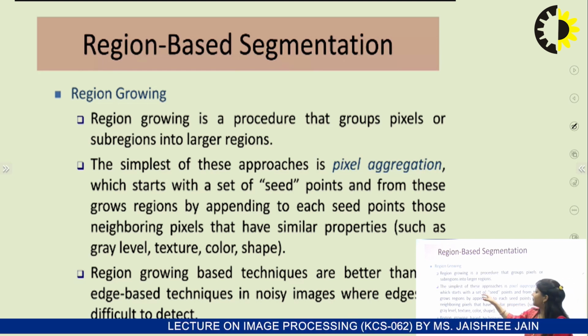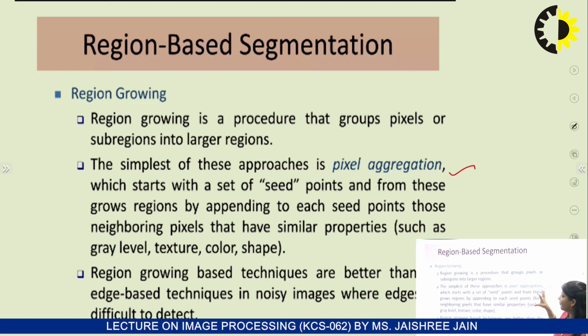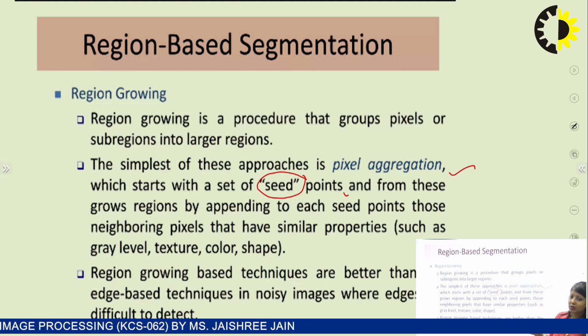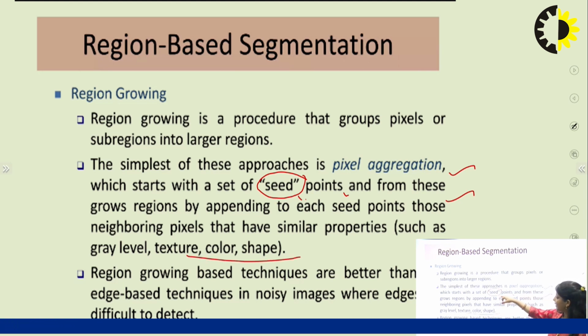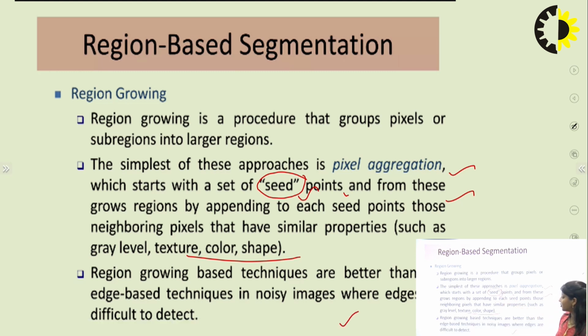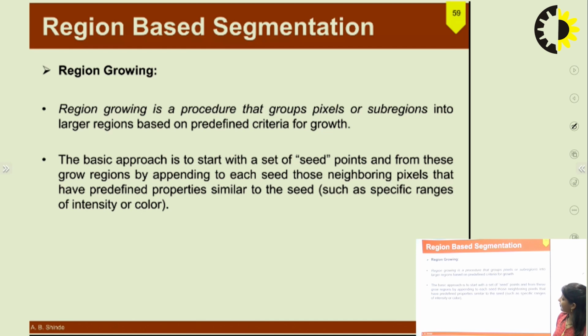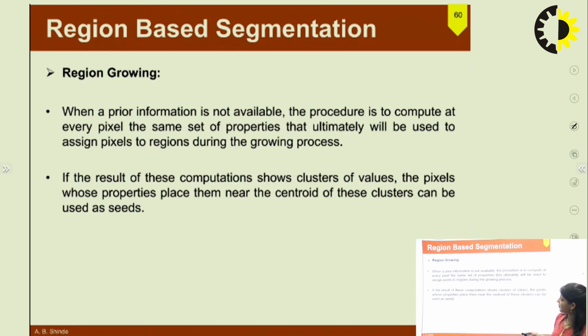So the simplest approach is pixel aggregation. We aggregate pixels starting with a set of seed points. A seed point means we have chosen a small area, region, or point, and then we compare those points with the other pixels. By comparing properties like gray level, texture, color, and shape, we can compare the similarity with those seed points and then merge those regions. So the region growing approach will be there. Now we will understand the basic use of the region growing approach.